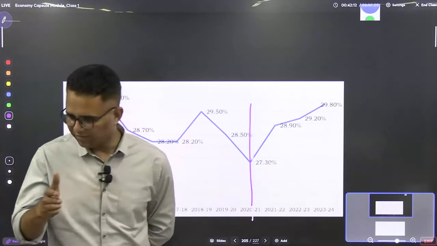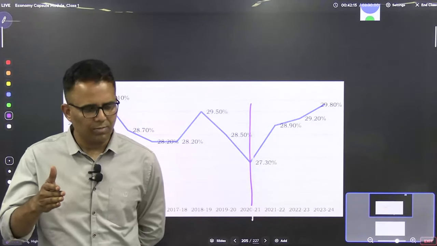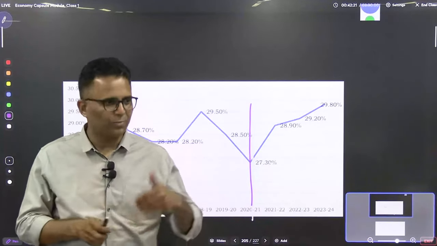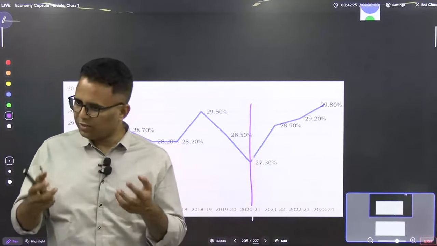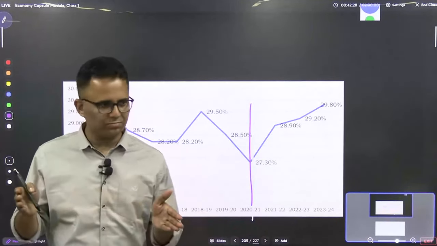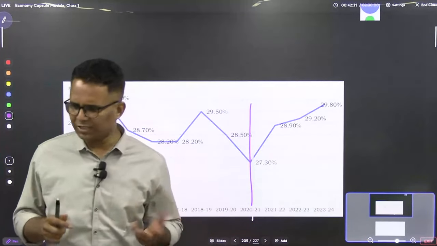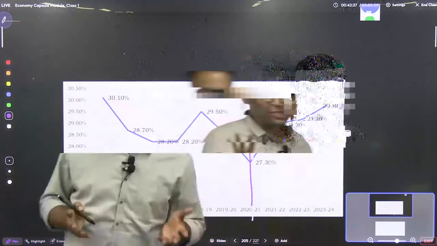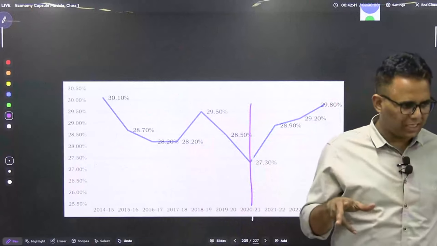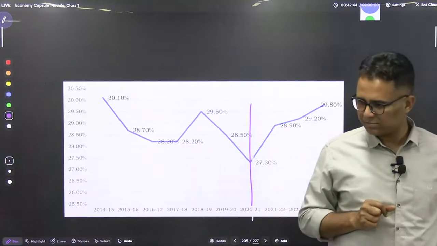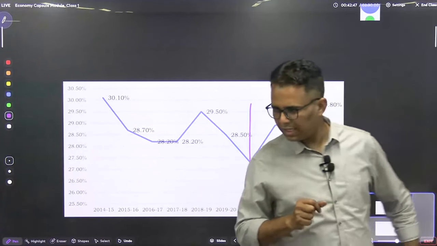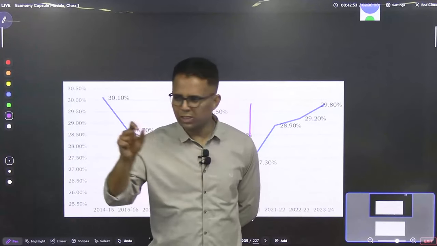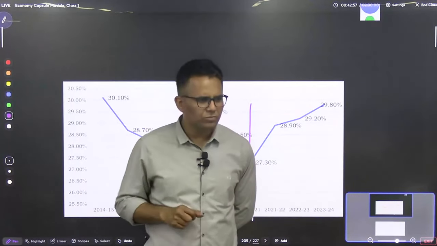Absolute GS marks, if you are putting effort, may increase for 3 years consistently. But percentage, sometimes your optional may increase, sometimes your GS may. So whenever we talk about percentage, consistent increase, I would not say not possible, but very difficult. Whenever UPSC is giving this statement, they are not expecting ki aap sab data yaad karo. You should have this sense ki what they are asking. If I say value of capital goods produced in the economy has consistently increased, yes, it may be true.